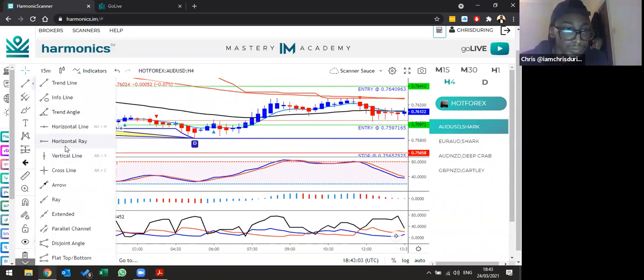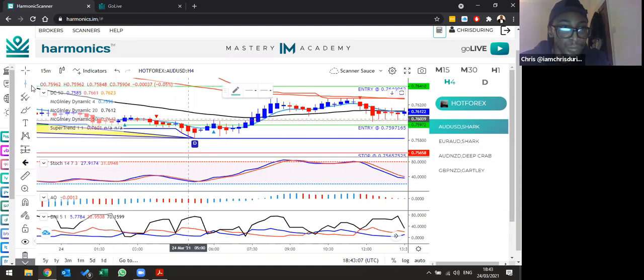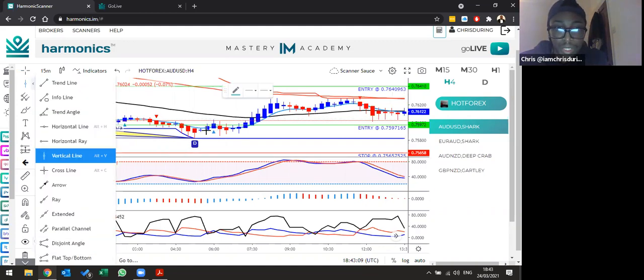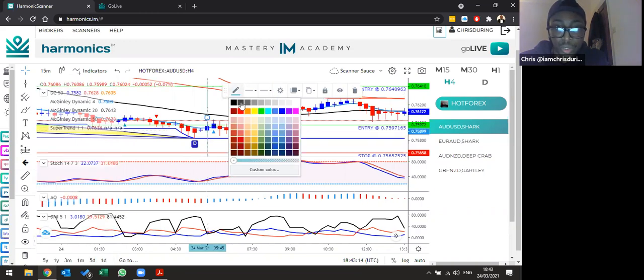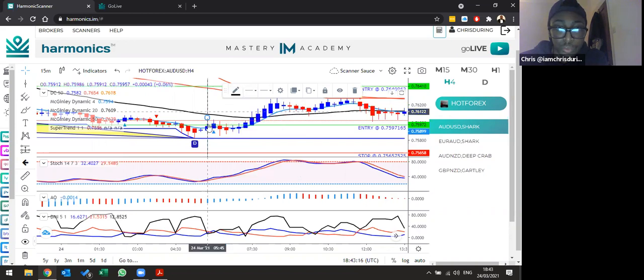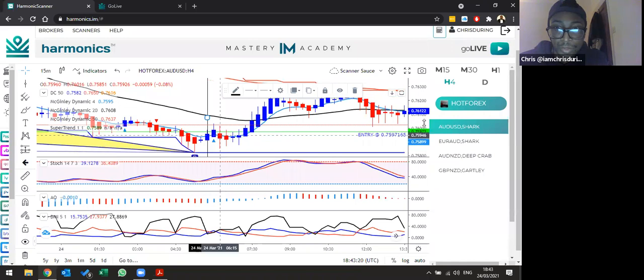So if I just click on the vertical line here, I just went in my tools, vertical line. I'm going to start with this one here, because this was the first candle that closed above the 4 McGinley and was a flat bottom candle. Okay.